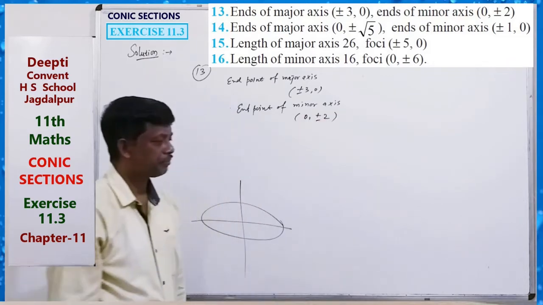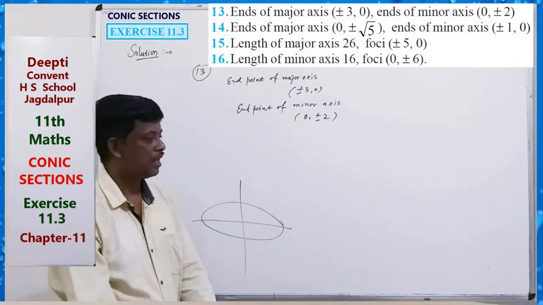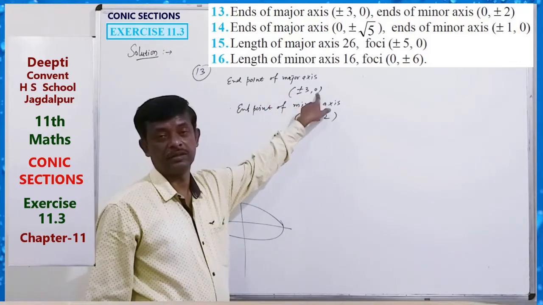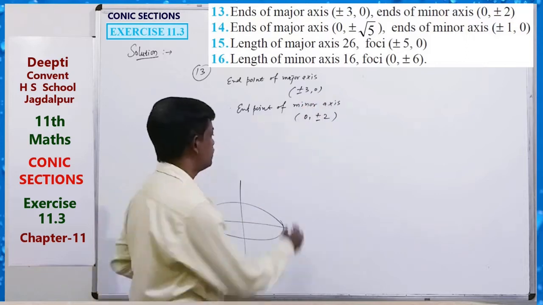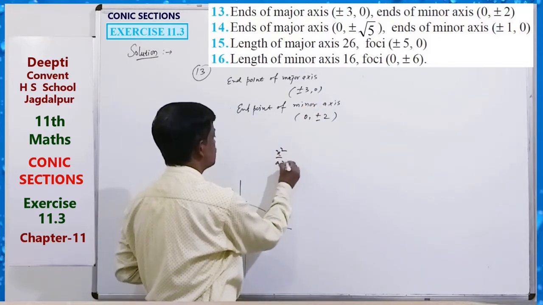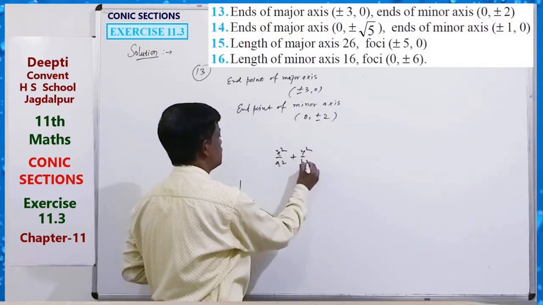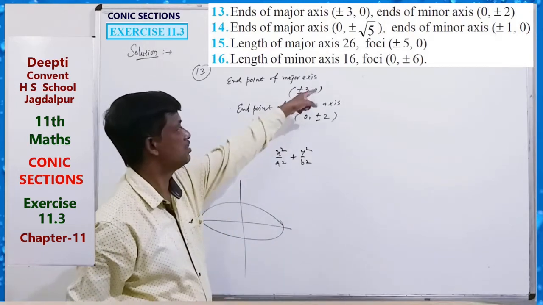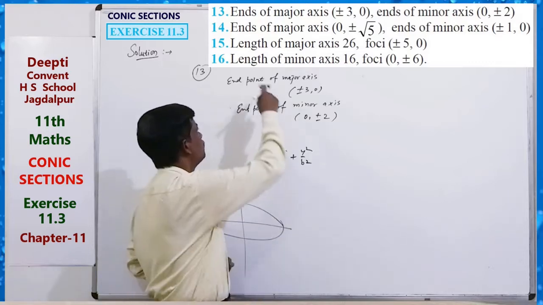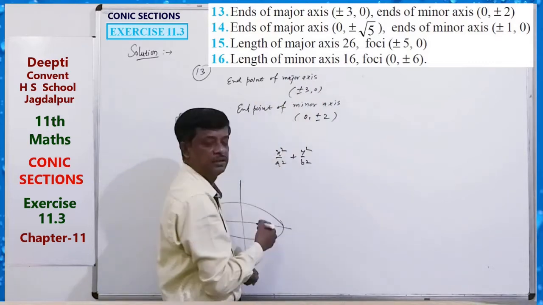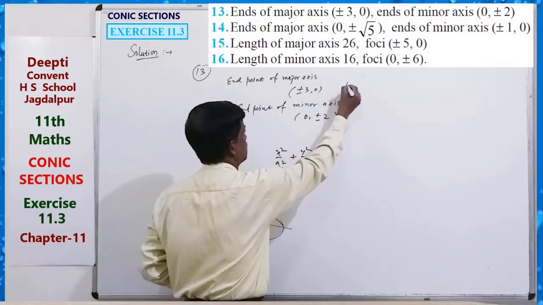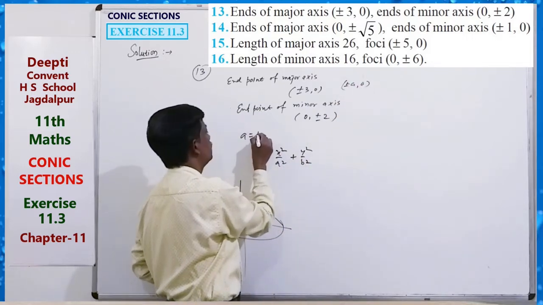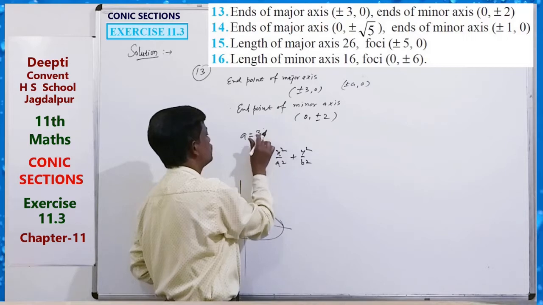So here we see that the major axis is along the x axis. So the equation is x square by a square plus y square by b square. Just see this type of diagram because the y coordinate is 0. So the endpoint of the major axis means plus minus a, 0. That is, a equals 3.